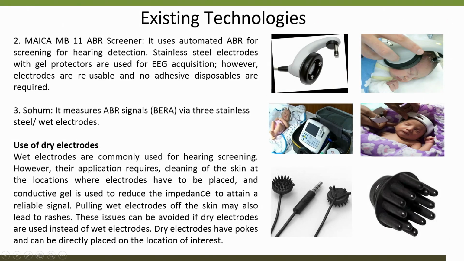The cost of the system is close to 15 lakh, where we have SOHUM, which measures the ABR or BERA via 3 stainless steel wet electrodes. You can see here, right. So, this is how it is. Now, let us see the use of dry electrodes.